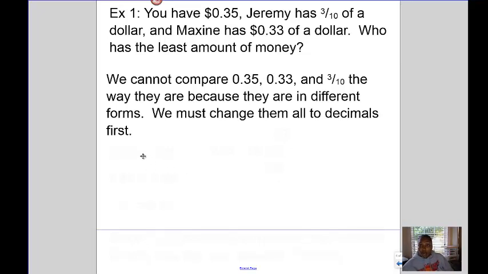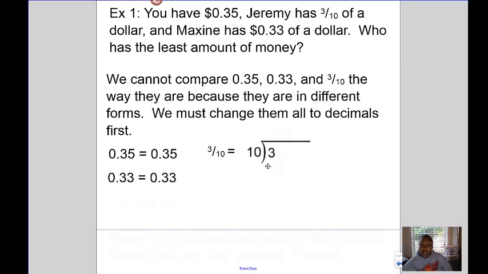Now, if it's already a decimal, you can leave it that way. So the 35 cents was already a decimal. I can leave that. The 33 cents was already a decimal as well. I can leave that. But the 3/10 wasn't. It was in fraction form. So I need to change it to a decimal. So that means I've got to divide the numerator by the denominator.